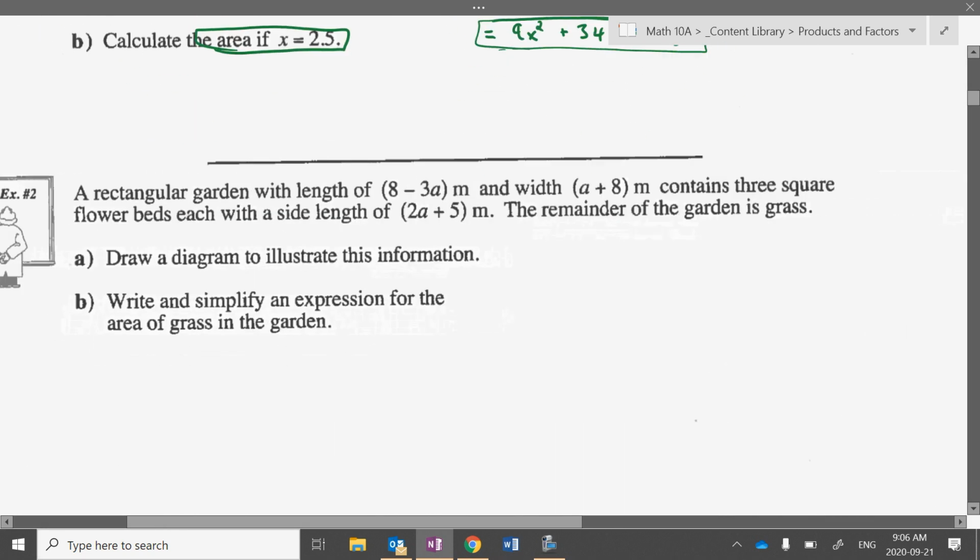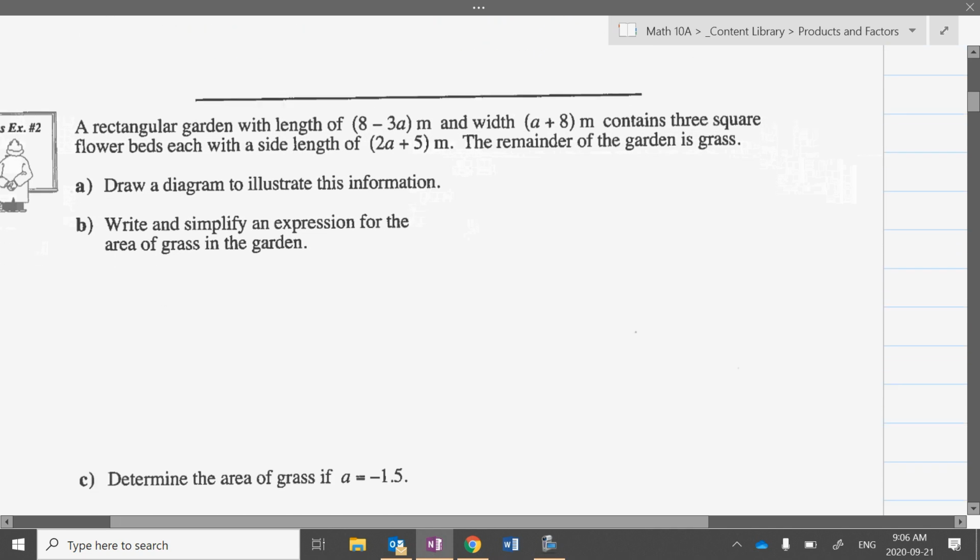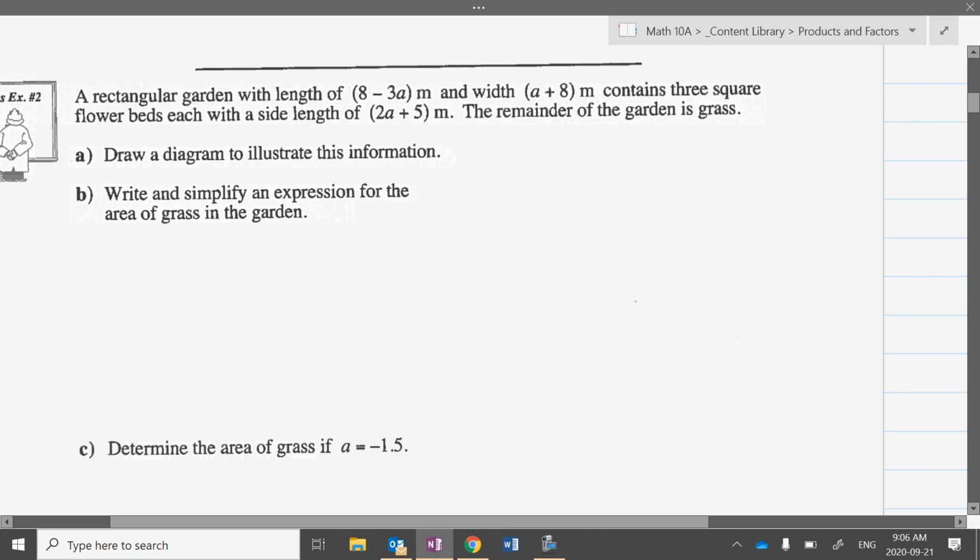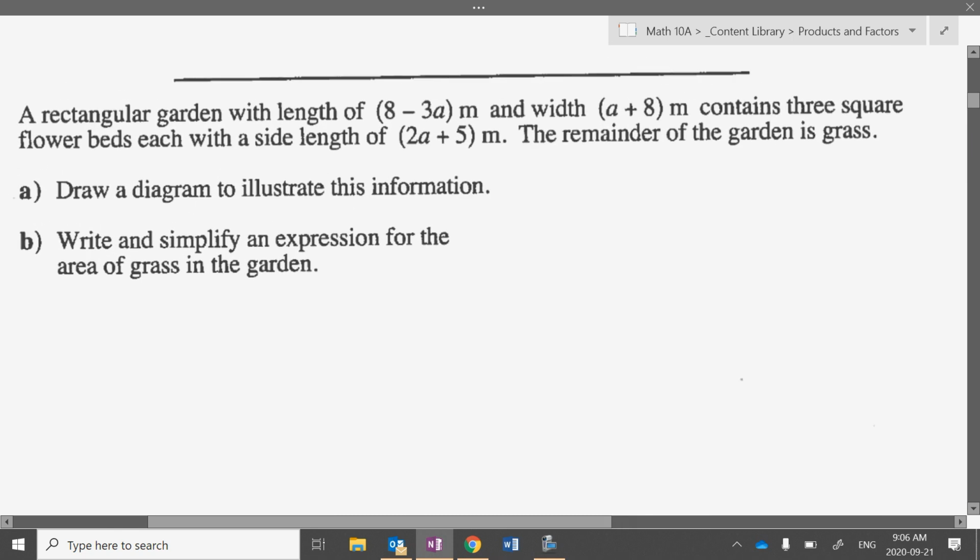Okay, let's look at this next one. A rectangular garden with the length of 8 minus 3a meters and a width of a plus 8 contains 3 square flower beds, each with a side length of 2a plus 5. The remainder of the garden is grass. So A says let's draw a diagram to illustrate that information.